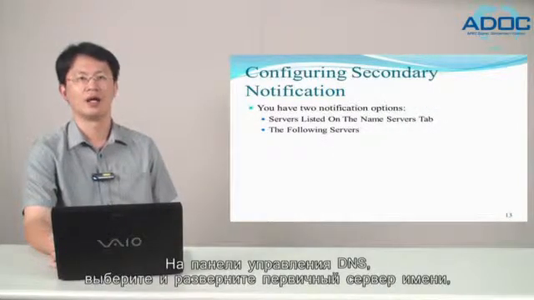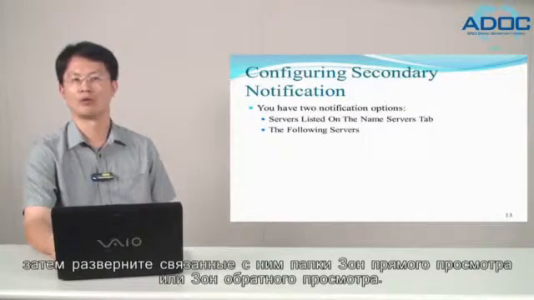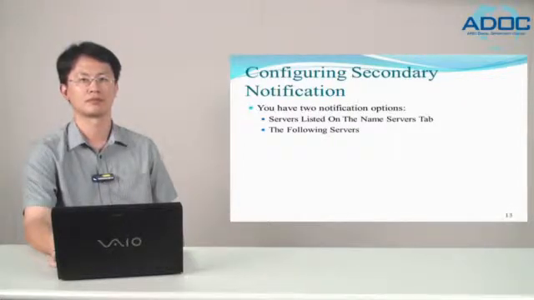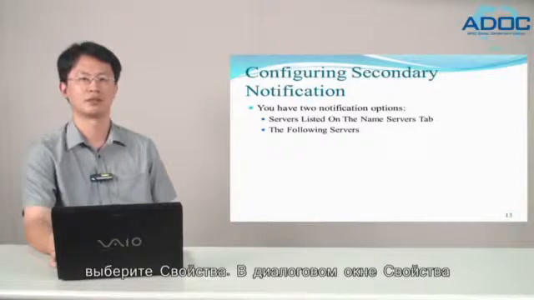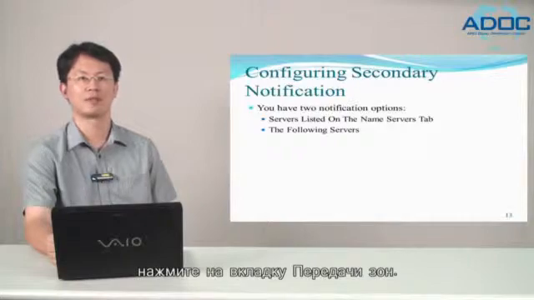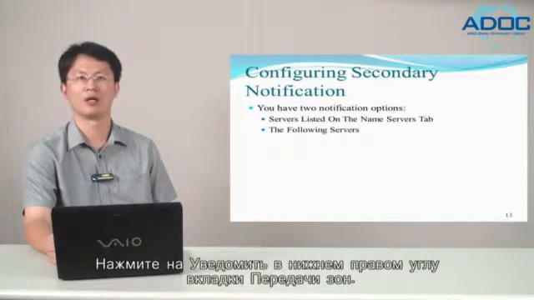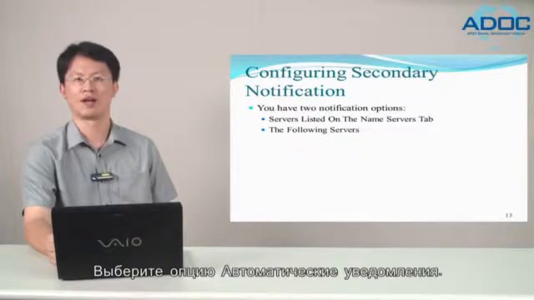In the DNS console, expand the nodes for the primary name servers and then expand the related forward lookup zones or reverse lookup zones folders as appropriate. Right-click the domain or subnet you want to configure, and then choose Properties. In the Properties dialog box, click the Zone Transfers tab. Click Notify in the lower right corner of the Zone Transfers tab. Select the Automatically Notify checkbox.